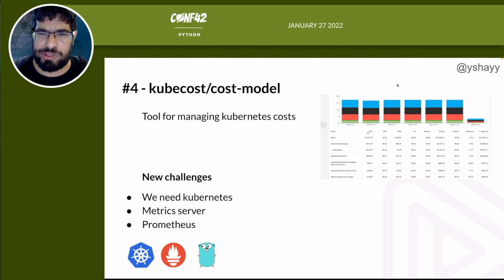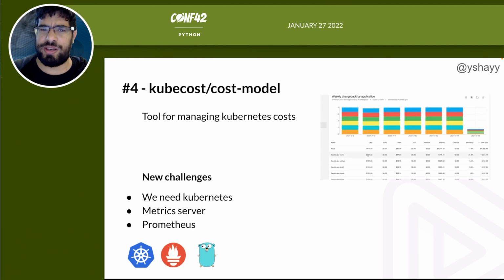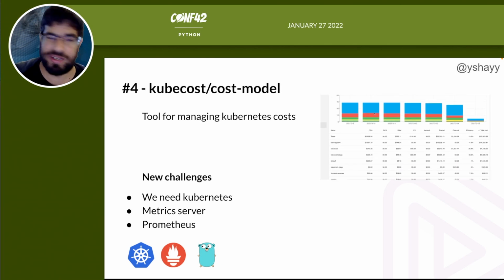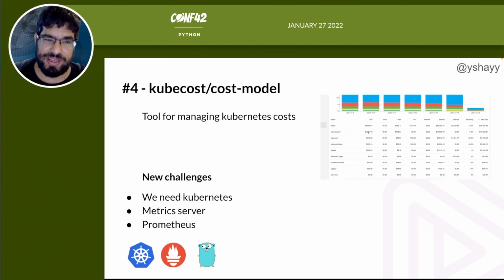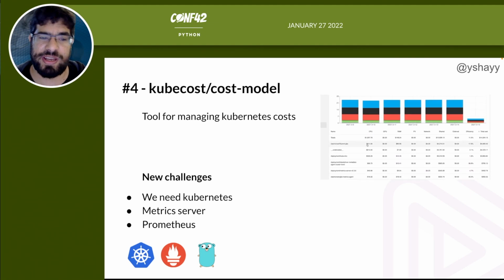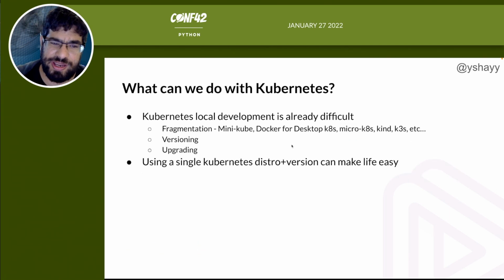The last project I'm going to show, and I'll try to make it short, is a project called Cost Model. It's a tool to manage Kubernetes cost. And the reason it's interesting is because Kubernetes deployments can really be complex. There's a new challenge. We need a Kubernetes server, we need a metric server, and we need Prometheus, which is a time series database. And I mean, Kubernetes, if you are familiar and try to use it, it's a container orchestration solution, and it's like a full platform, and it can be very difficult to use.